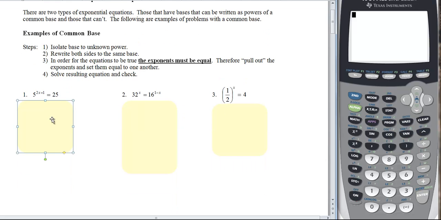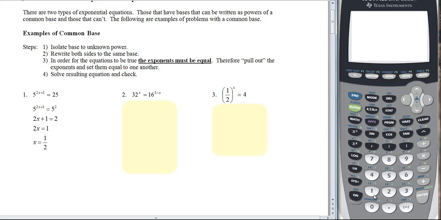Now in this one, notice I've got 5. Usually I look at my smaller base and see if I can rewrite the other side to that base. So I can rewrite 25 as 5 squared. Well, for this to be true, guys, this exponent has to equal that exponent. So I'm going to pull those out and set them equal to one another. And now I'm back to a very simple equation. I'm going to subtract 1 and then divide by 2. So my x here should be 1/2.